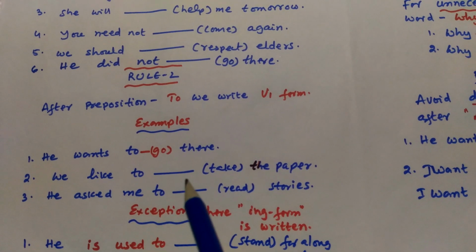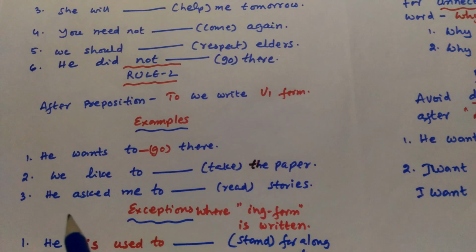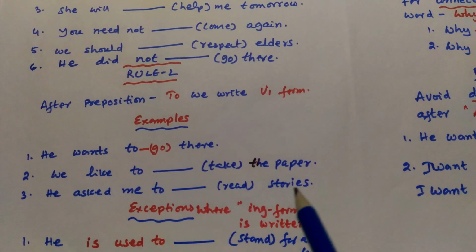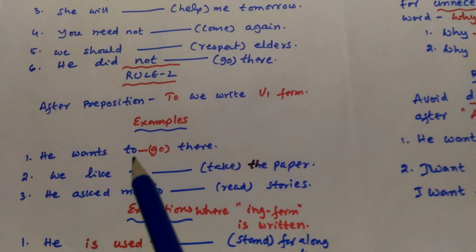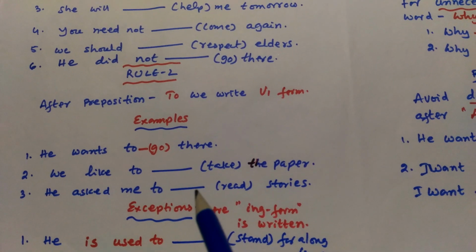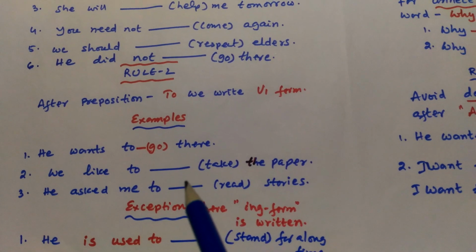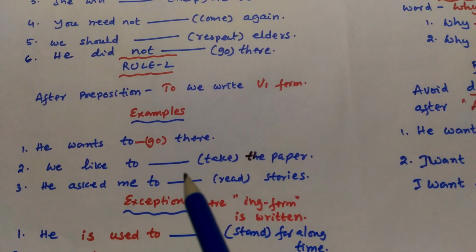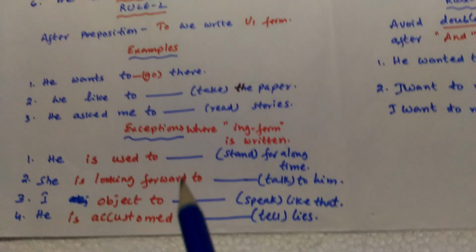We like to take the paper. He asked me to read the stories. Here, after to preposition, we have to write only verb 1 form, that is base form. But here is the exception.